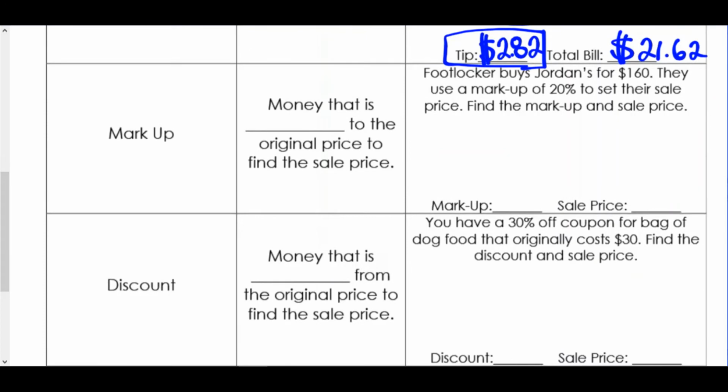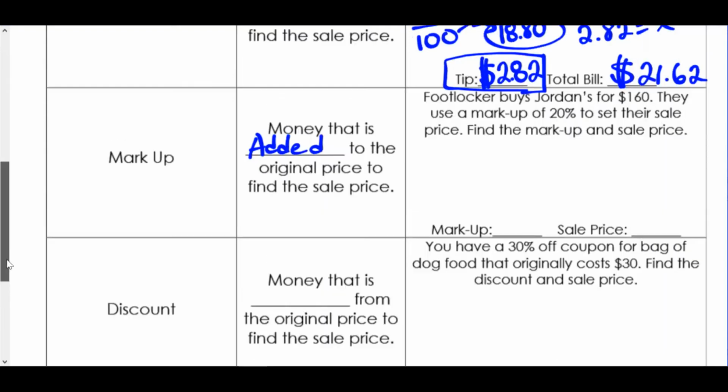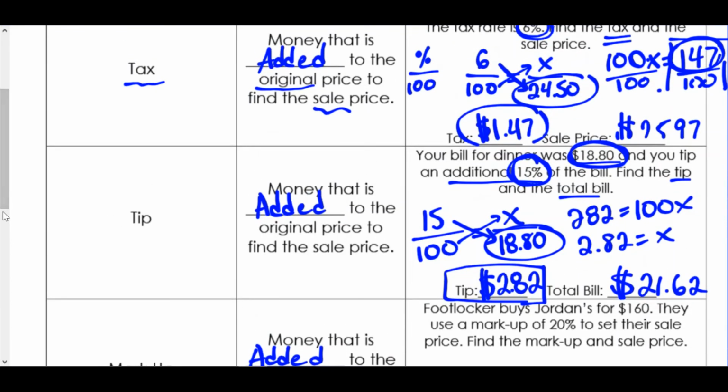Markup is money that is added to an original price to find a sale price. Now this is completely different than the other two. Even though it's the exact same operation, we're still adding. A markup is something that a company will do before the product actually gets to a consumer. So these two, a tax and a tip, are what a consumer pays on top of the sale price.